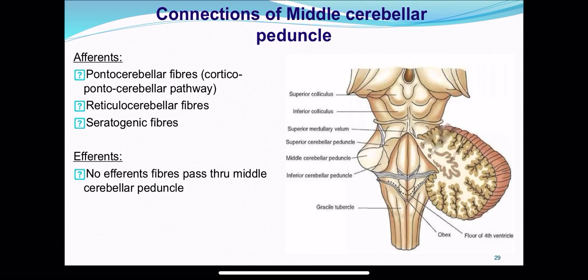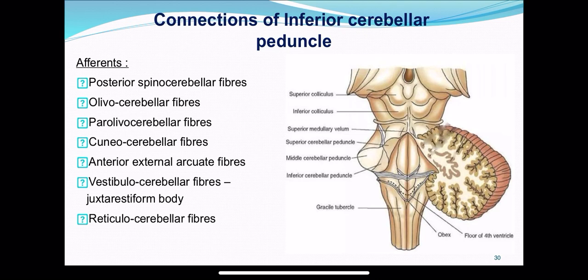Connections of middle cerebellar peduncle. It has only afferents, that is coming into cerebellum: pontocerebellar fibers which belong to corticopontocerebellar pathway, reticulocerebellar fibers and ceratogenic fibers. In this picture you can make out where it is labeled middle cerebellar peduncle. So middle cerebellar peduncle brings in fibers into cerebellum, pontocerebellar fibers which is a part of the corticopontocerebellar pathway, reticulocerebellar fibers and ceratogenic fibers. It has no efferents passing through the middle cerebellar peduncle.